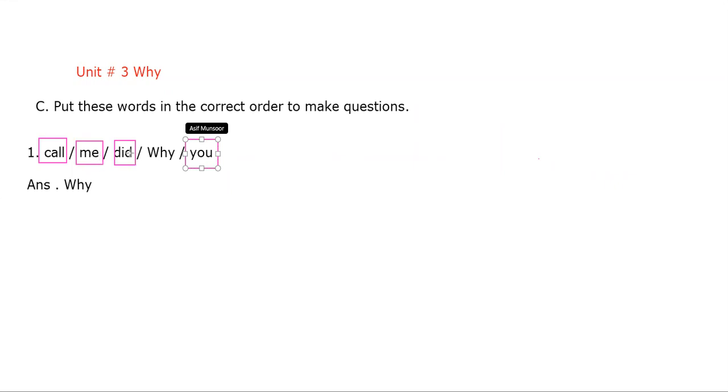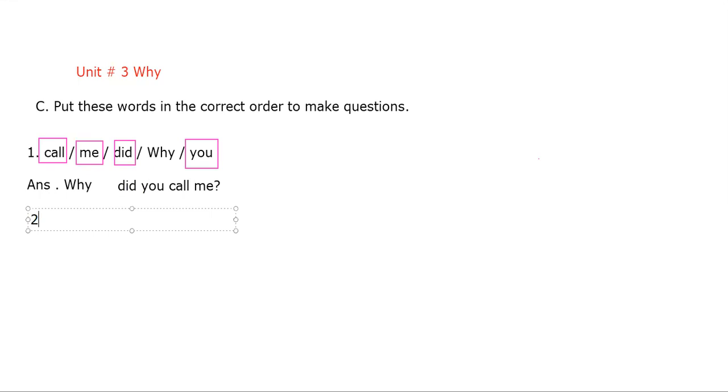The second is, if we are writing here "did," so "why did." After that, our mind says you should write here "you," and then "call," and then "me," and then a question mark. This is, why did you call me? This is the correct order, the correct way of making a question. Hassan, exercise number E and exercise number F, if we have time, we will be doing that.